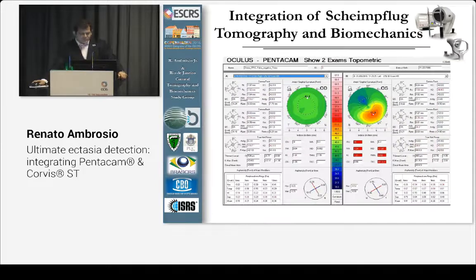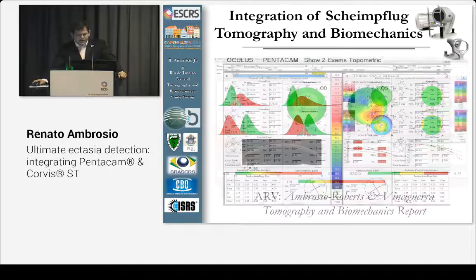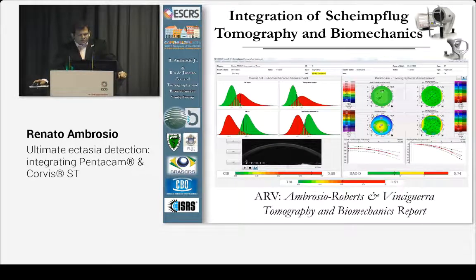This is one of the examples. Very normal right eye, abnormal left eye. And this is one of the best examples because all these topometric indices are still white here. And you see the dot on the curves, the cornea deforms more, and you have a very abnormal CBI, and despite the D of 0.74, you have a very susceptible cornea.